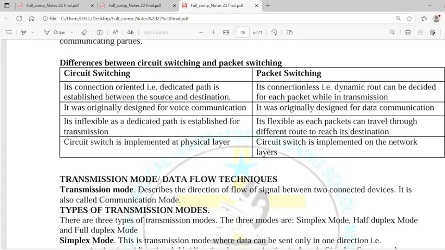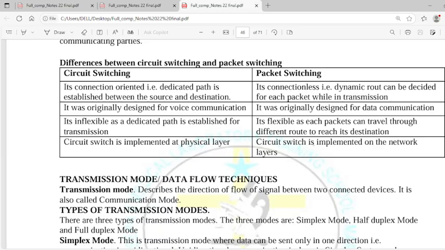Differences between circuit switching and packet switching. Circuit switching is connection oriented. So in circuit switching, a dedicated path is established between the source and the destination. Meaning, in circuit switching, the two computers have to be connected with the help of a cable. It is connection oriented, so if there is no physical connection, then the communication will fail.